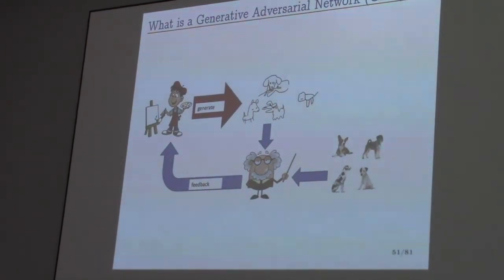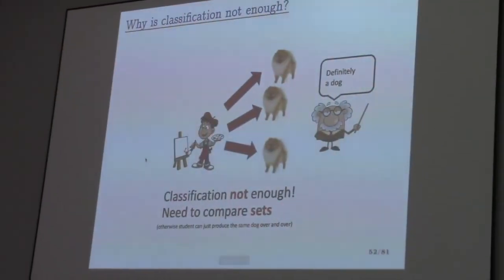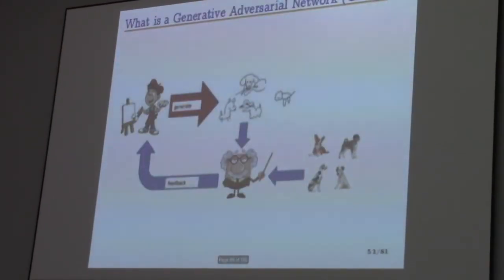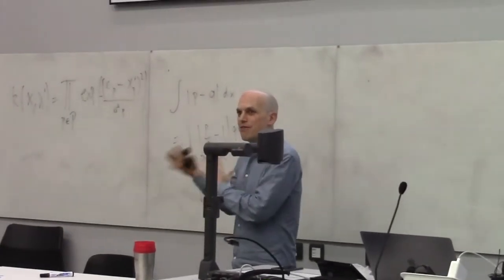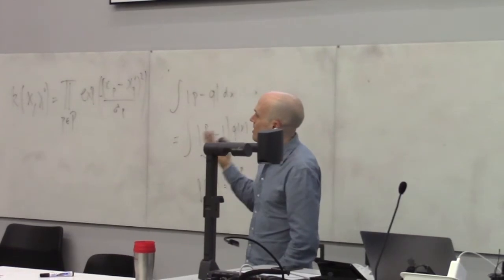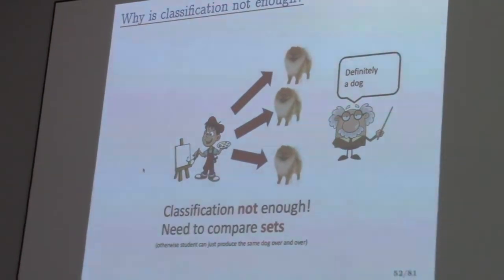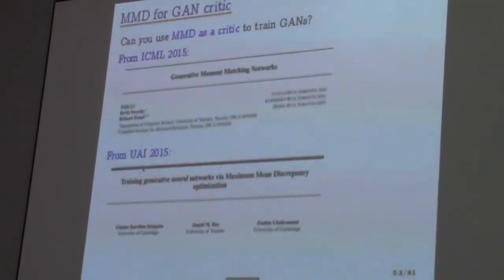Yes, yes. One important thing to emphasize here is that the task of the critic is not the task of classification, but the task of comparing sets. It's important to look at it from the perspective of comparing sets. Now, here is why. If the task were a task of classification, then the student could answer that question by learning to draw one dog really well. And then the teacher would say, this is a dog, I'm sure it's a dog. And then the job would be over. But this is not the task we want the student to learn. We want the student to learn to draw all dogs and not just one dog. So that's the difference.